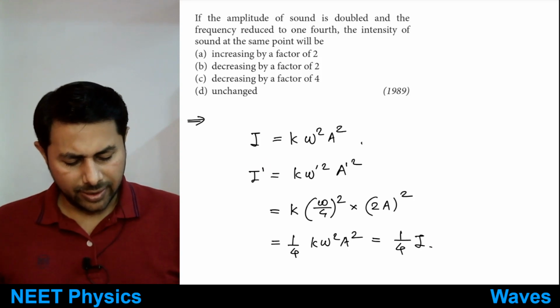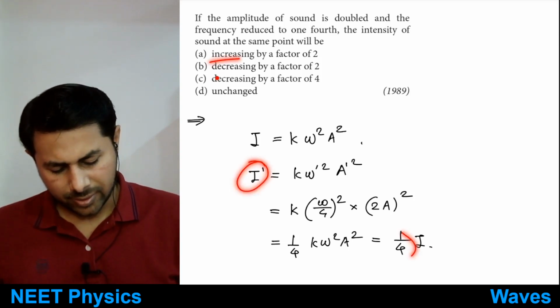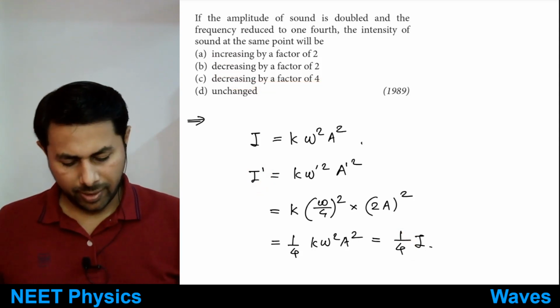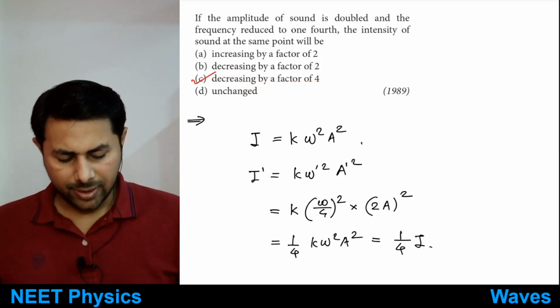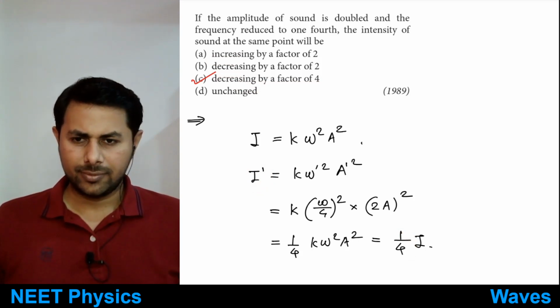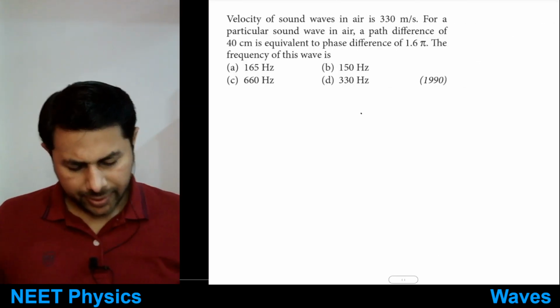So the intensity decreases by the factor of 4, right? Intensity decreases by the factor of 4. Okay, this is clear. Let's see next one.